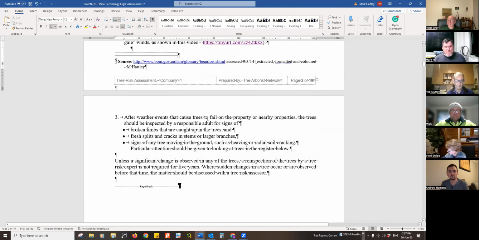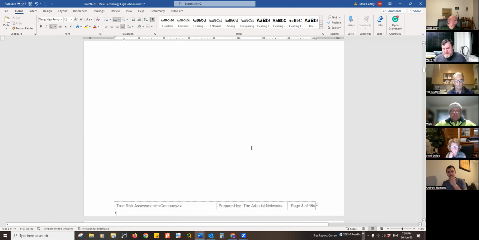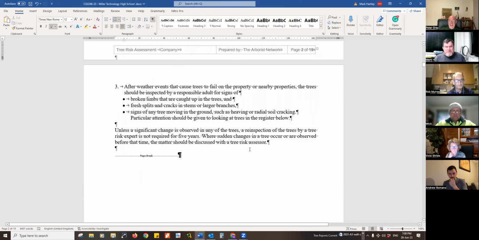After weather events that cause trees to fail on the property or nearby properties, the tree should be inspected by a responsible adult for signs of broken limbs, fresh splits, signs of trees moving in the ground. Particular attention should be given to looking at trees in the register below. So we've already given them everything that we can to try and make that process easier for them to manage. And interestingly, that's what used to happen in New South Wales up until Bridget Wright's death.